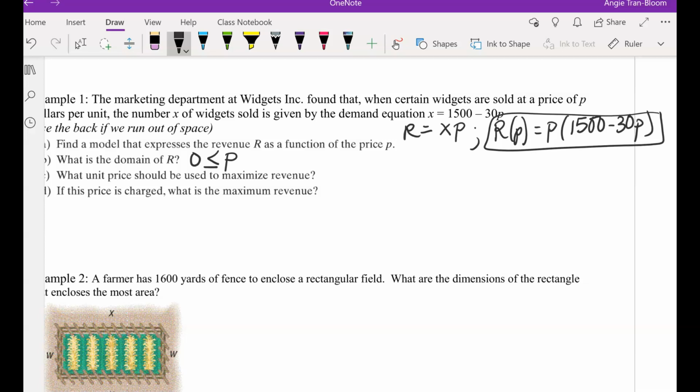Can be infinity. How do we know what the max price is? Infinity, non-inclusive. Can it? 1500. Question, another question.